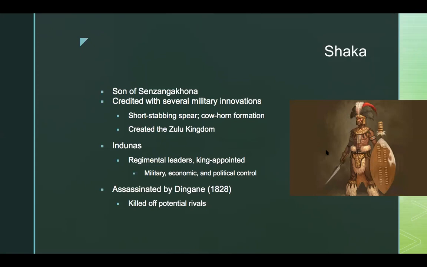Among them is the innovation of the short stabbing spear, right? As well as the cow horn military formation, which, if you play chess or if you're just a military strategist, you may know, is the idea of encircling your enemy. Most people would go full frontal in confrontation in battle, but it's the idea of encircling, much like the horns of a cow go, where some people go straight on, but others encircle your forces in this way, which should be more effective. So he's one of the people credited with innovating that.